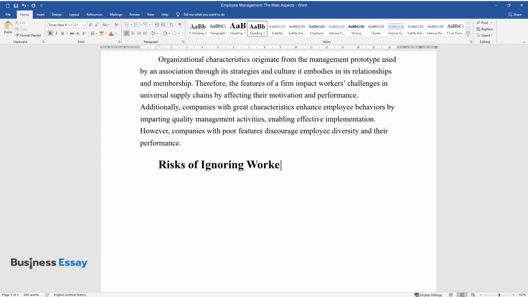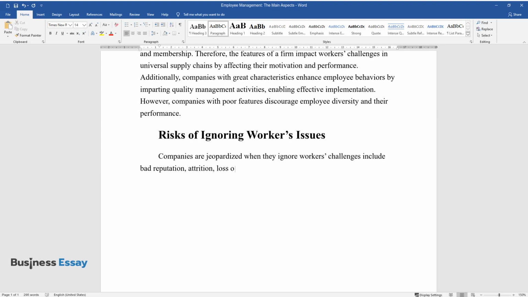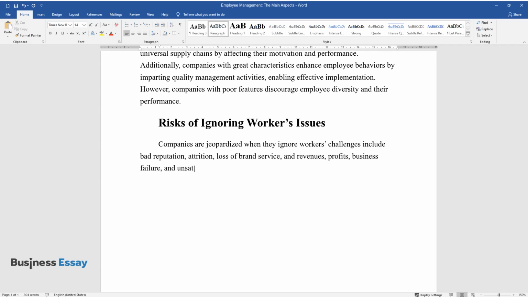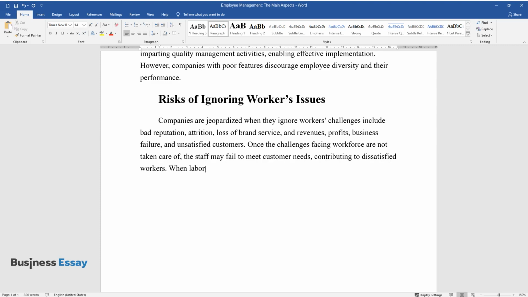Risks of ignoring workers' issues. Companies are jeopardized when they ignore workers' challenges; risks include bad reputation, attrition, loss of brand service, and revenues, profits, business failure, and unsatisfied customers. Once the challenges facing the workforce are not taken care of, the staff may fail to meet customer needs, contributing to dissatisfied workers.